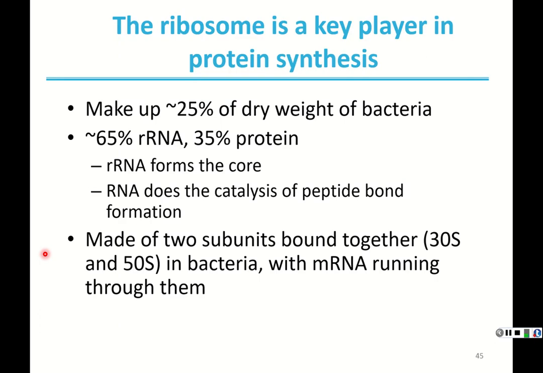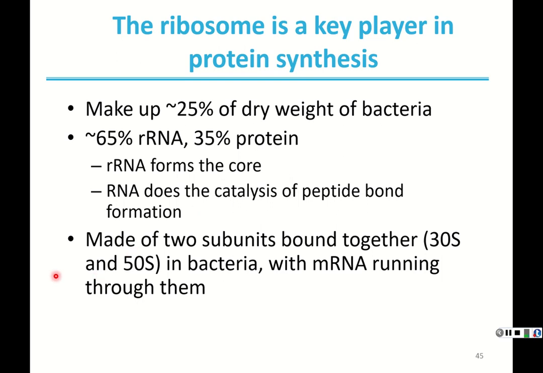So the ribosome is a key player in protein synthesis. An estimated 25% of the dry weight of a bacterial cell is ribosomes. They are made up of approximately 2/3 ribosomal RNA and about 1/3 protein, so it's a mixture of protein and RNA that come together to form these. The ribosomal RNA forms the core, and it also does the catalysis of the peptide bond formation.